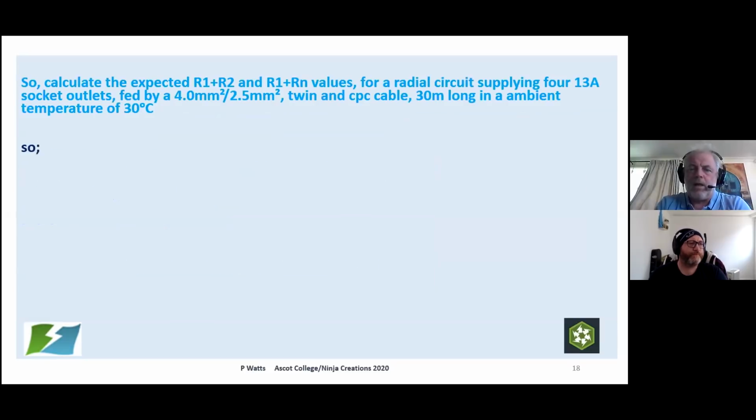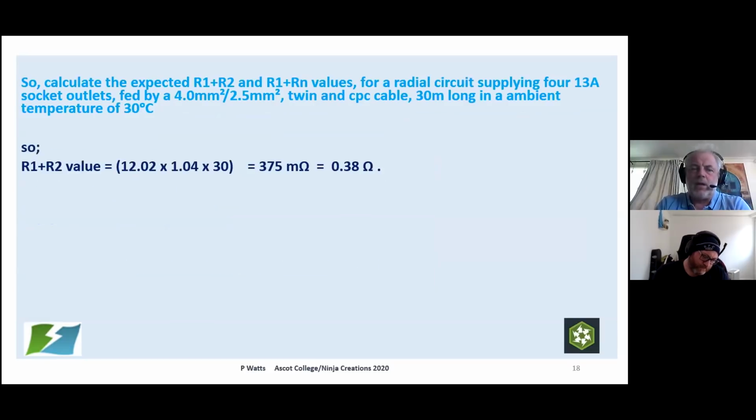Okay. So we continue with this, working out R1+R2. Well, we've got 12.02, multiply it by the correction factor, 1.04, for the increase in the ambient temperature, and then we multiply it by 30 because it's 30 meters long. And we come up with a value of 375 milliohms, which is obviously 0.38 ohms.